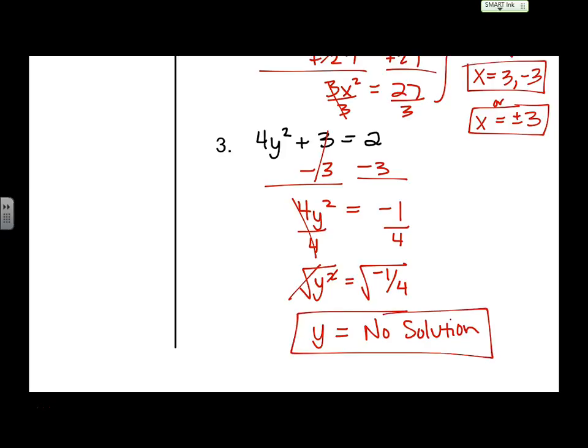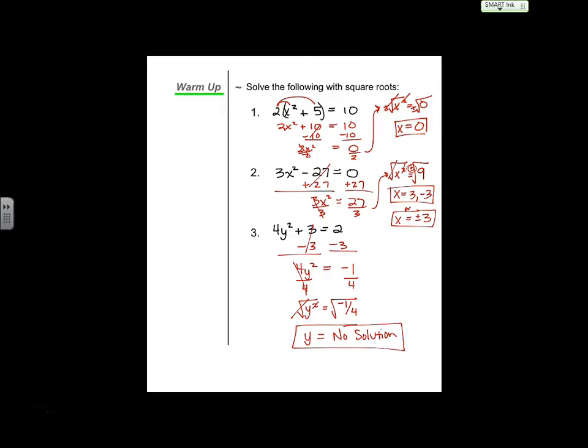From yesterday's class, we talked about 3 different cases that can occur. If you end up with a squared equal to 0, 0 is your answer. If you end up with a squared equaling a positive number, the square root of that positive number, plus and minus, a positive and a negative are both answers.